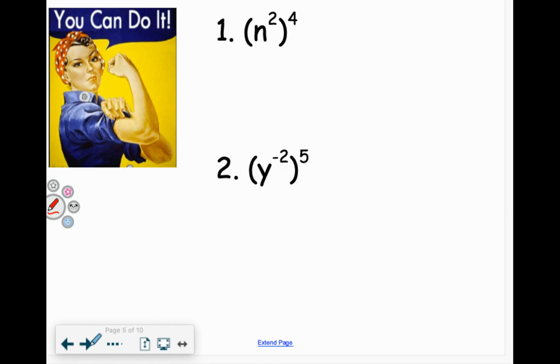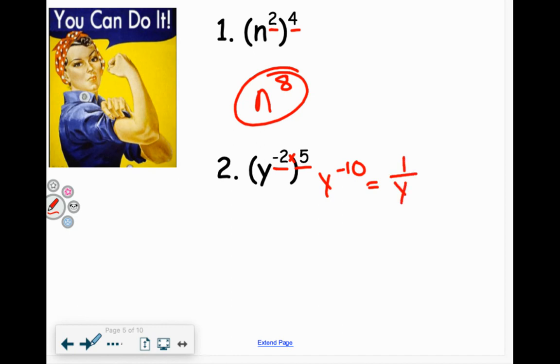So if we do this first one, n to the 2nd, then raised to the 4th, right? 2 times 4 gives us 8. Next one here, negative 2 fifth. We multiply those numbers together. We get y to the negative 10th. But we never leave negative exponents. So it's 1 over y to the 10th.